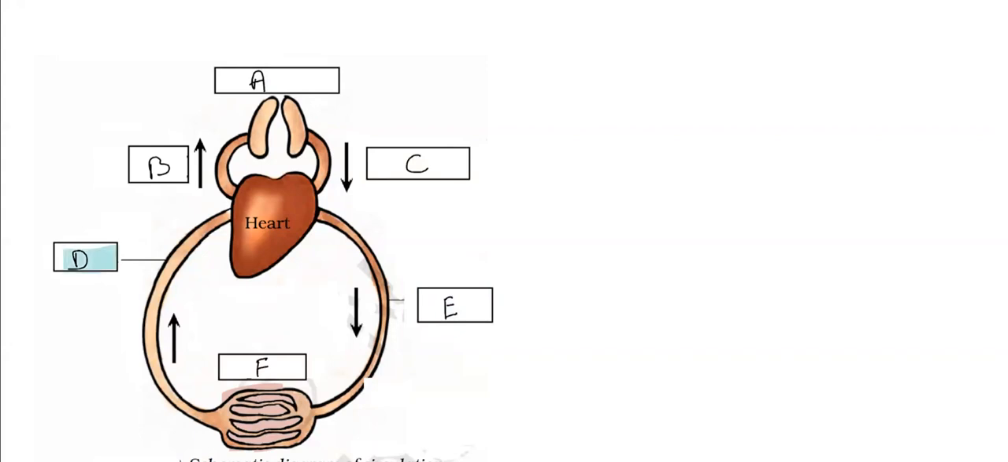From here it goes to the heart once again through this, right? This is the largest vein called the vena cava. And after that, the blood will go back to the lungs through this. This is deoxygenated blood, right? Through the pulmonary artery, it will go to the lungs.